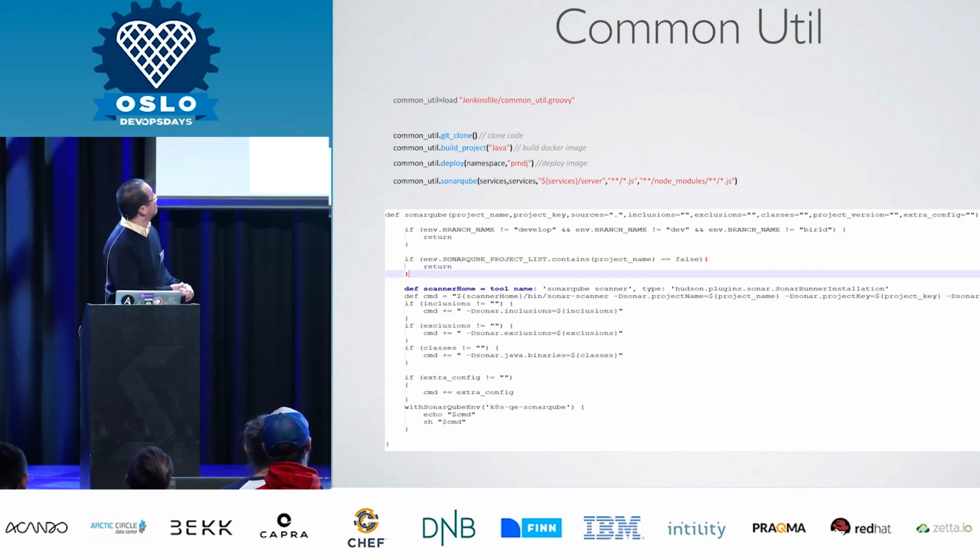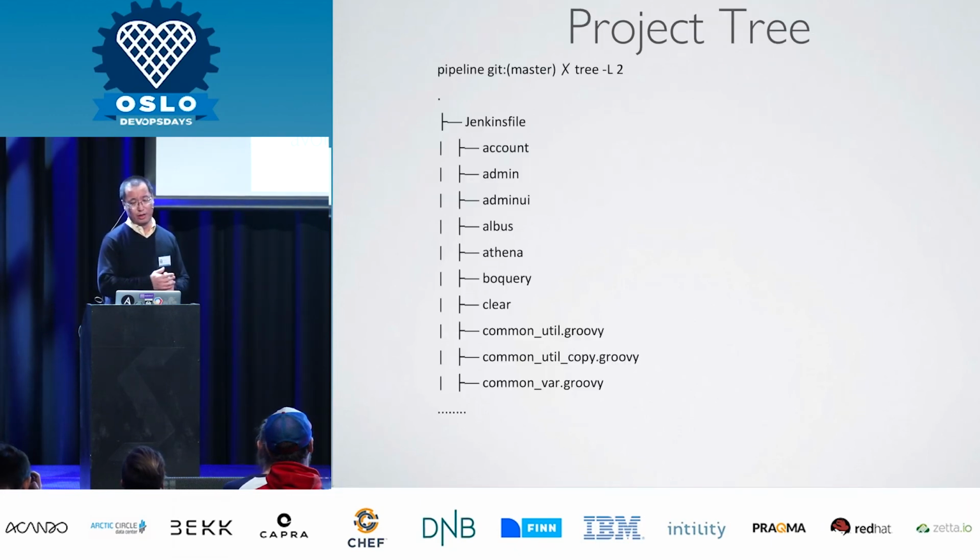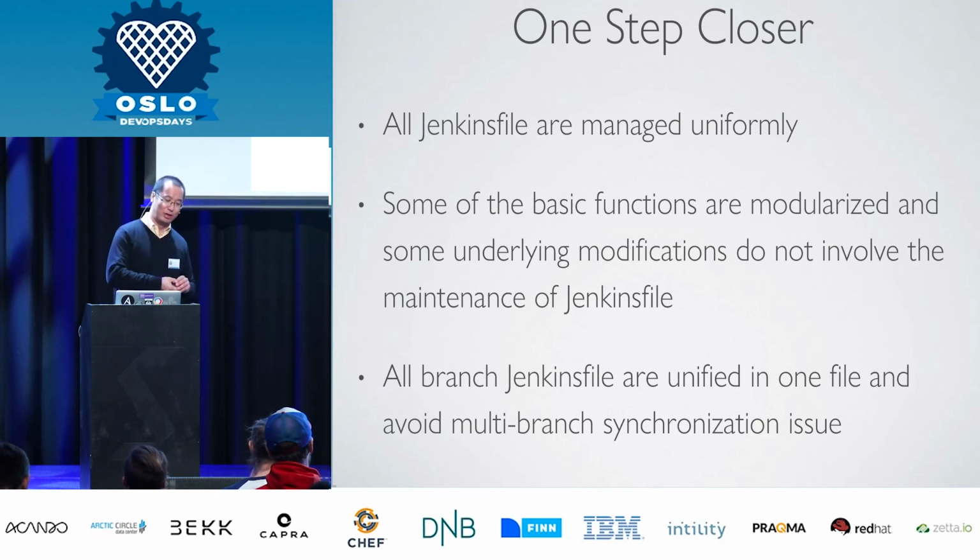So this is the pipeline Git repository. It looks like this. We have a lot of different projects, described in different folders. So until now, we are able to achieve a few things. All Jenkinsfiles are managed in one single repository, and a number of basic functions are modularized and packed, ready to be invoked by others.